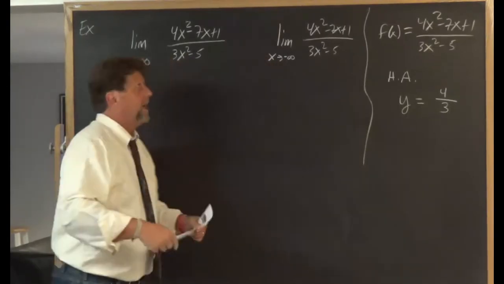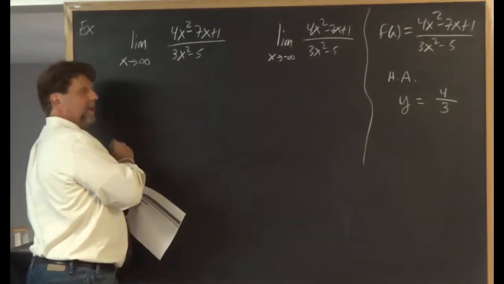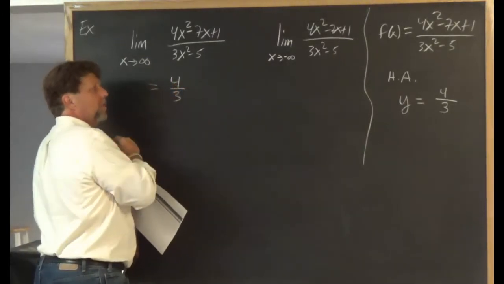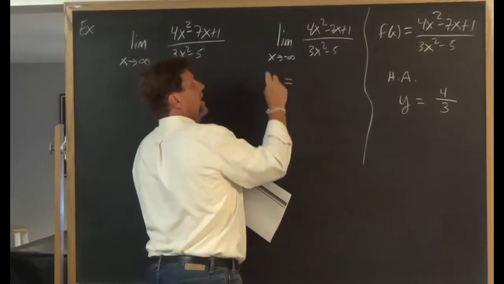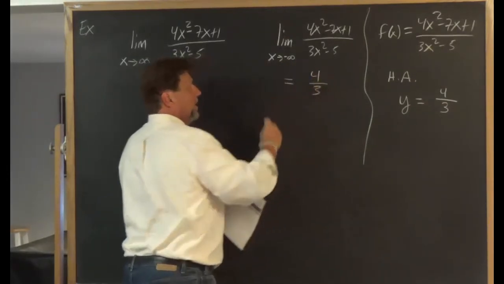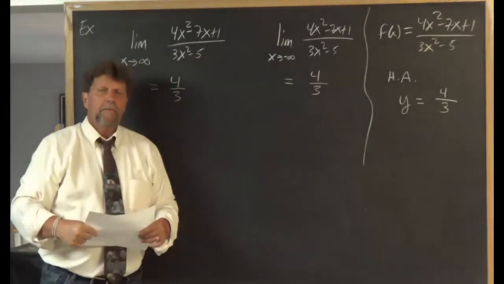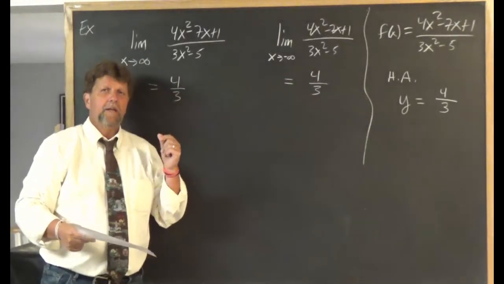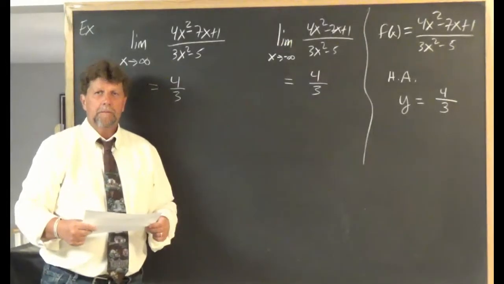That quickly tells us that the limit as x goes to infinity of the function is 4/3, and as x goes to negative infinity, the limit is 4/3. So knowing the horizontal asymptote, we just immediately were able to determine these two limits.